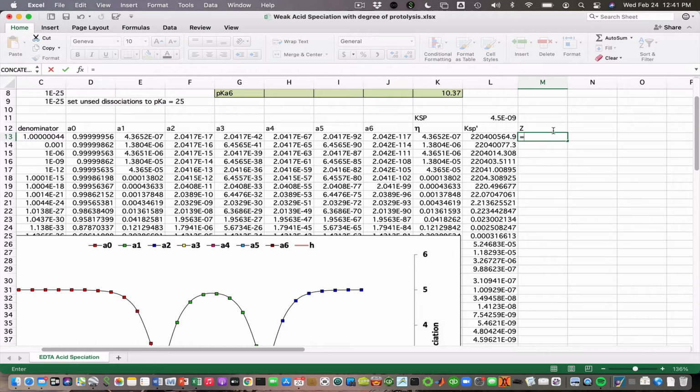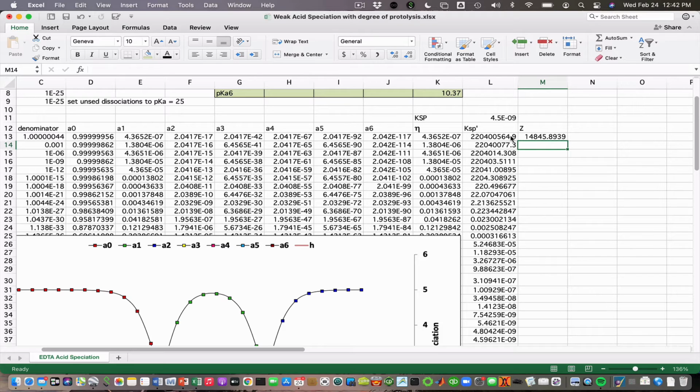One is you can just type in SQRT, and I get the square root, and that worked. Or you could raise it to the 1/2, right? Take the exponent to the 1/2 is the same thing as doing the square root.